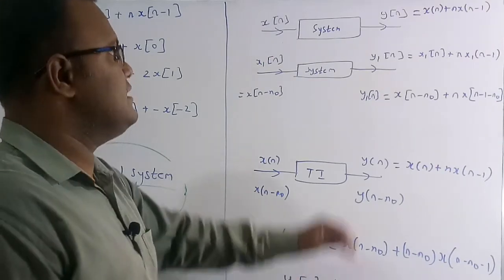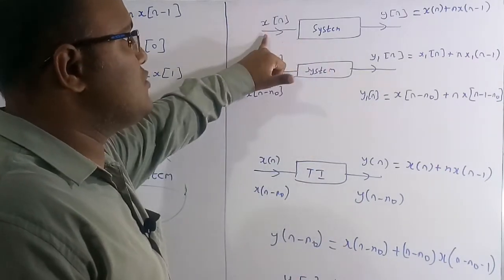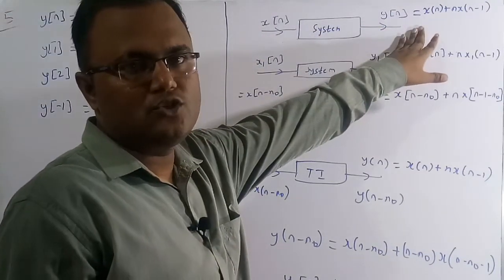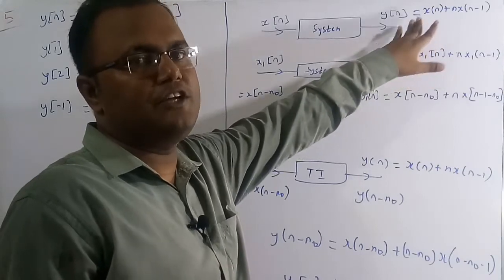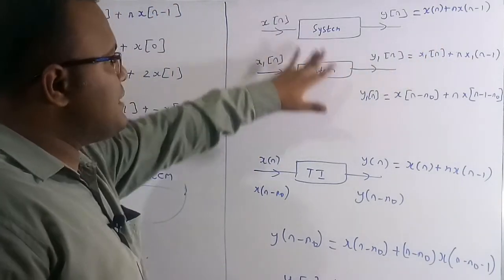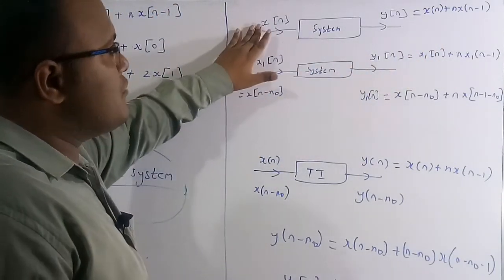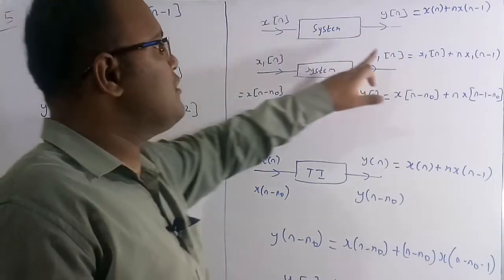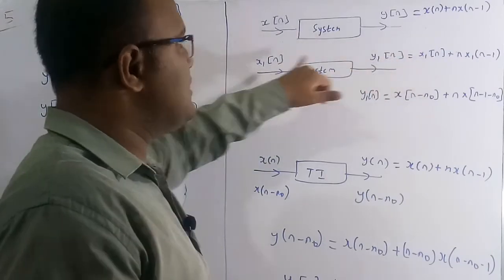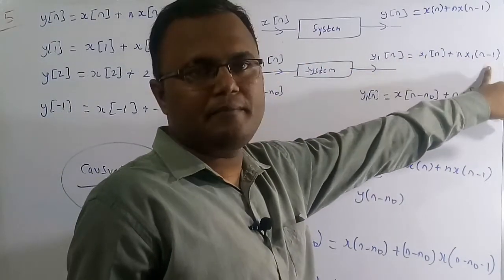And similarly here for the same system, if the input is x of n, this is the output they have given. Now we need to check whether this system is time invariant or time variant. Similarly for the same system, if the input is x of n, the output is y of n, and if the input is x1 of n, the output will be y1 of n. So the output is nothing but x1 of n plus n into x1 of n minus 1.